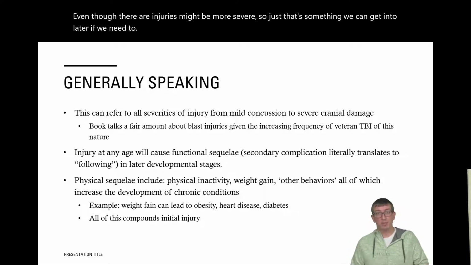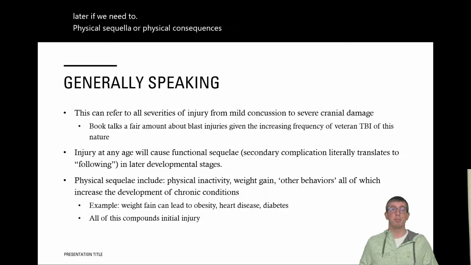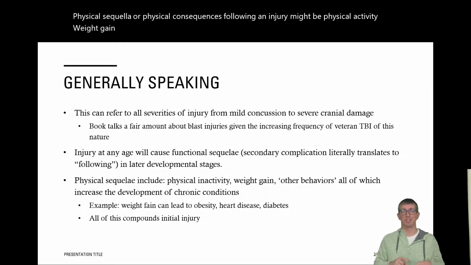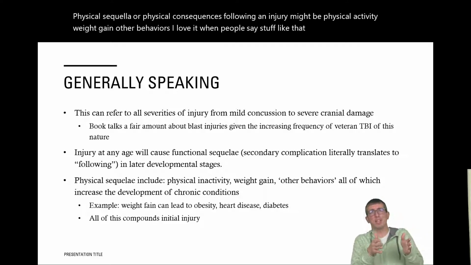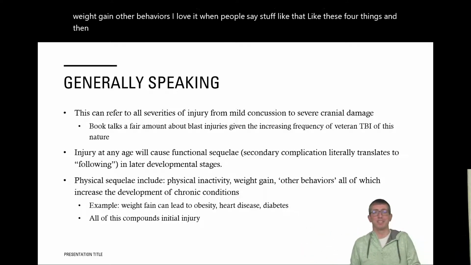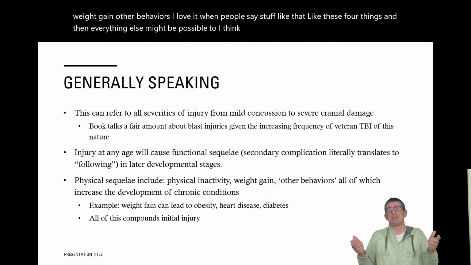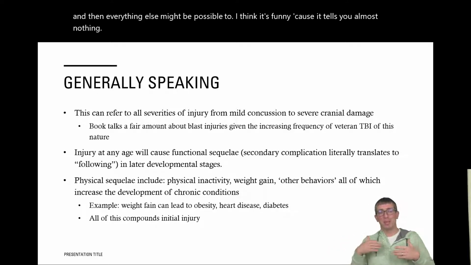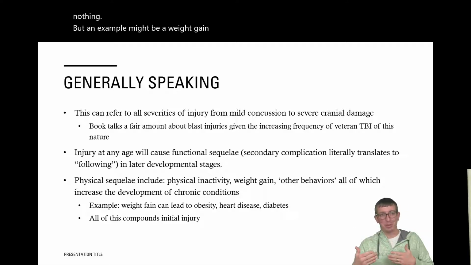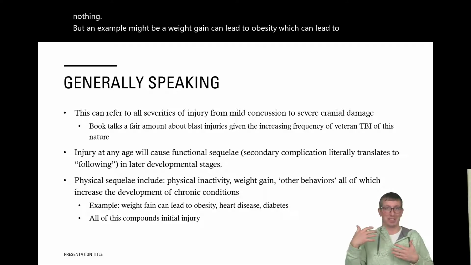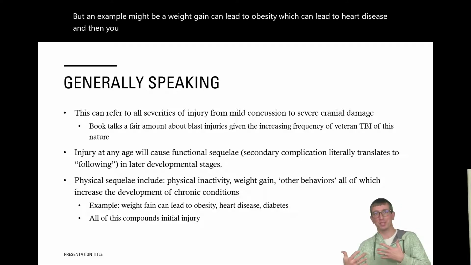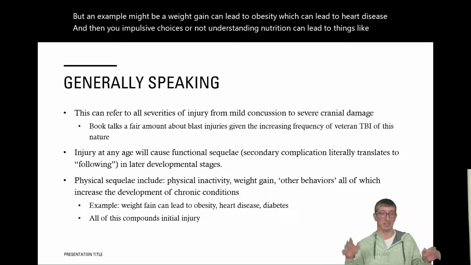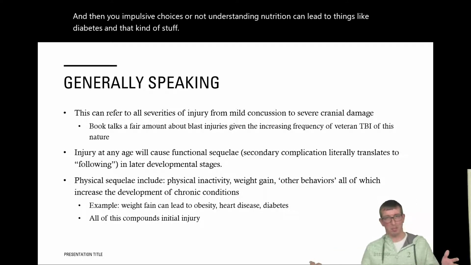Physical sequela, or physical consequences following an injury, might be physical inactivity, weight gain, other behaviors. I love it when people say stuff like that, like these four things, and then everything else might be possible too, because I think it's funny that it tells you almost nothing. But an example might be weight gain can lead to obesity, which can lead to heart disease, and then impulsive choices or not understanding nutrition can lead to things like diabetes. And all of it compounds the initial injury.